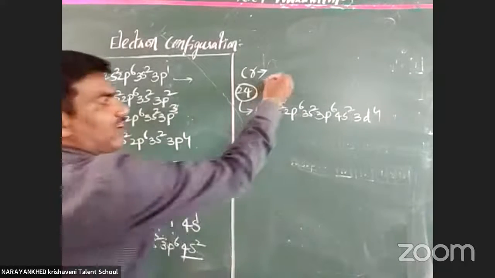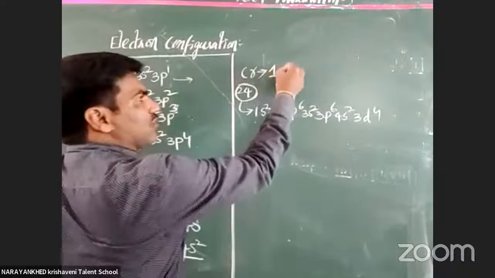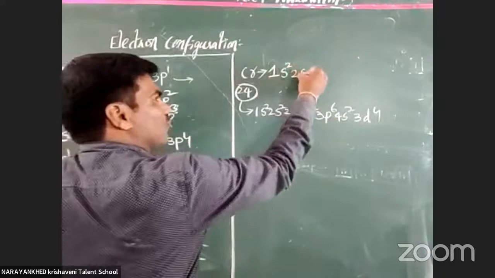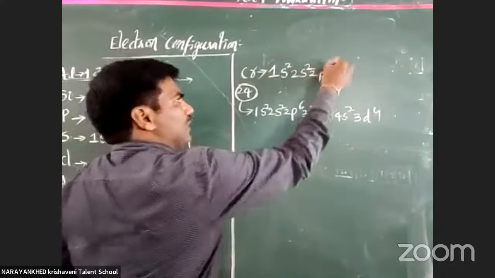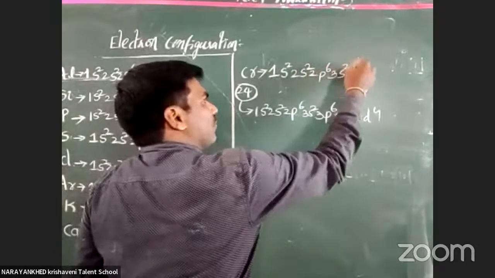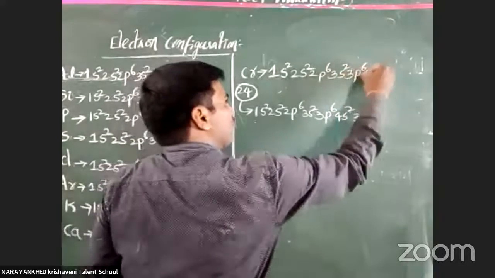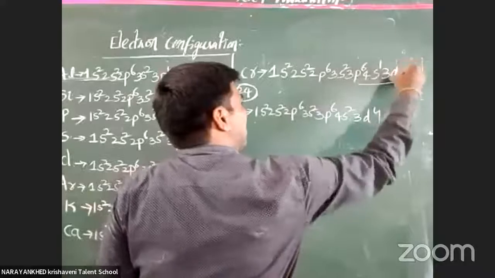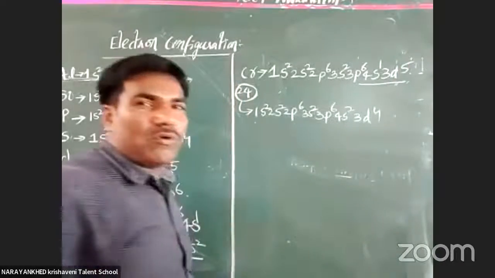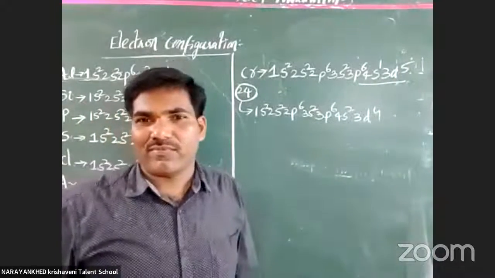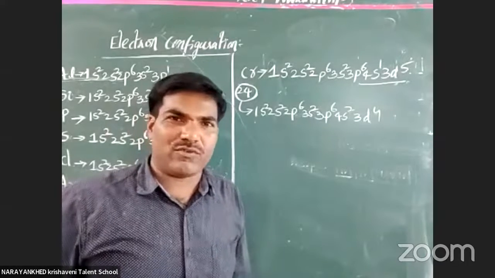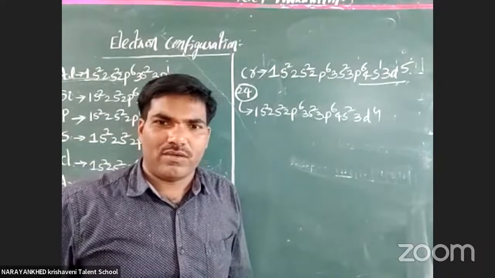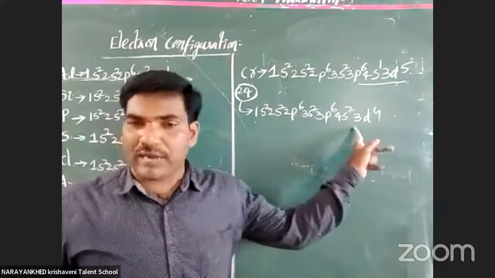The actual correct electronic configuration for chromium is 1s2, 2s2, 2p6, 3s2, 3p6, not 4s2 but 4s1, as well as 3d5. We write it like that. Why is it like that? Actually, we have to write it in this form only.